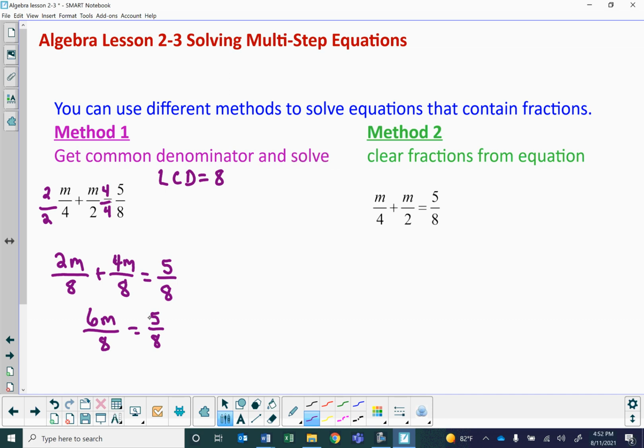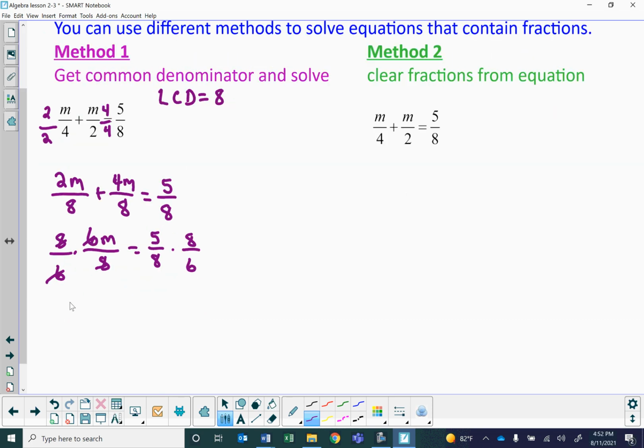So to get rid of this 6/8 m, I'm going to multiply by the reciprocal, which is 8 over 6. So these cancel, leaving me with a happy little m. And on the right-hand side, the 8's cancel, leaving me with a 5/6. So m is equal to 5/6.